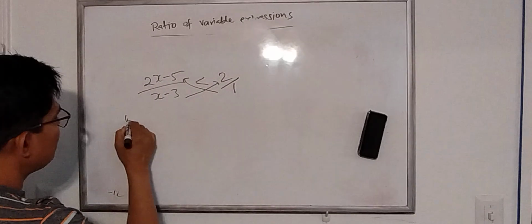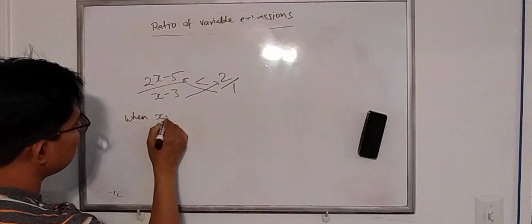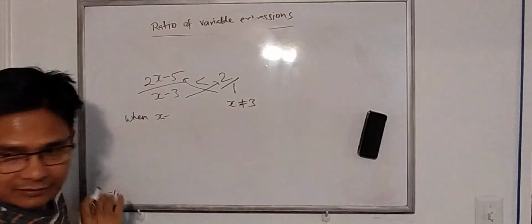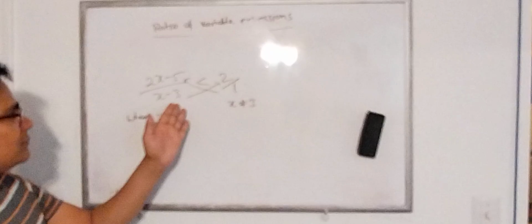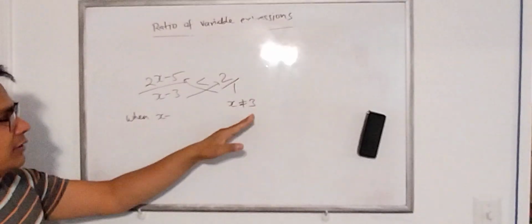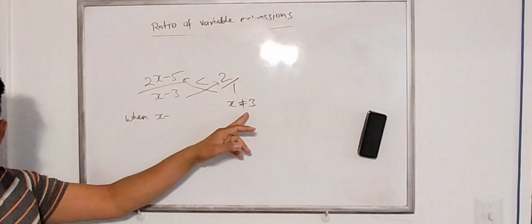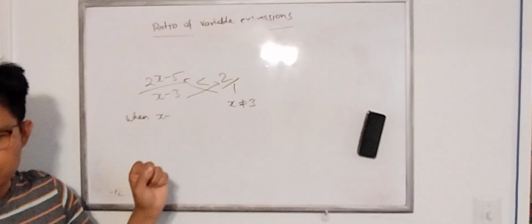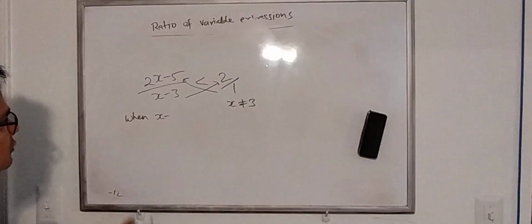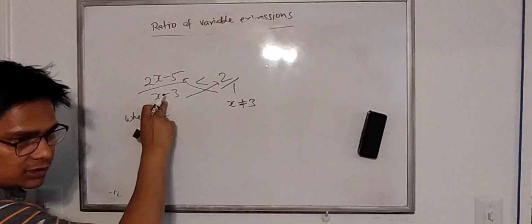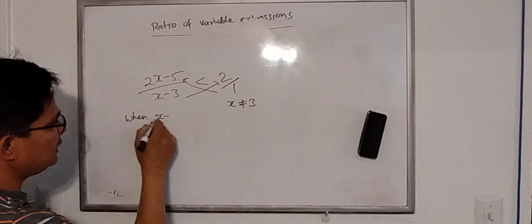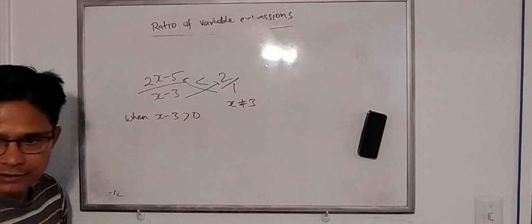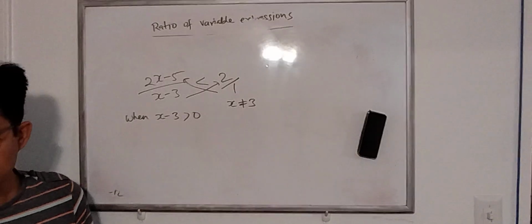So first thing here, x should not be equal to 3. Just by looking at the inequality, you can say that x is not equal to 3 because we don't want to have a divide by 0 problem. So there are two scenarios now. This can be a positive number, this can be a negative number. Let's say x minus 3 is greater than 0. Greater than 0 means a positive number.